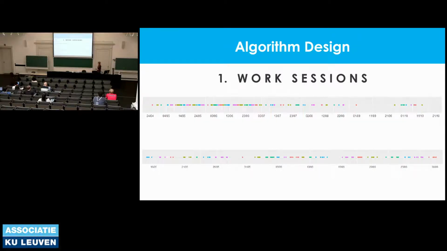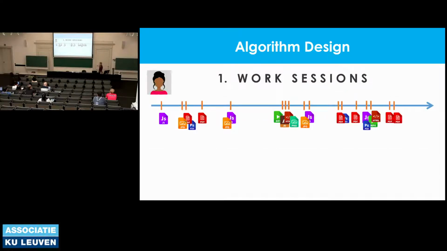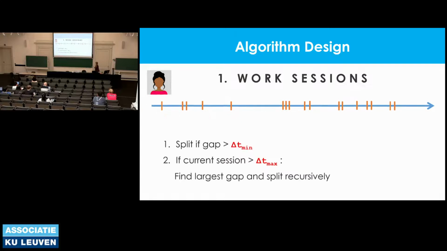How is this done? This is a realistic example with real data on someone who tracked their work, and you can see the color code is what is grouped together. How is this done? We start with this log timeline. You have a woman who worked on a lot of objects. It doesn't really matter what those objects are, but there are 2 parameters that must be set by an expert. And these are T min and T max.